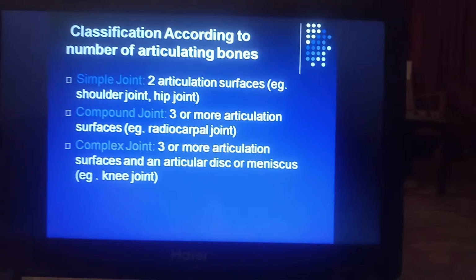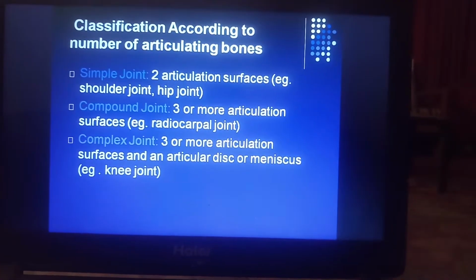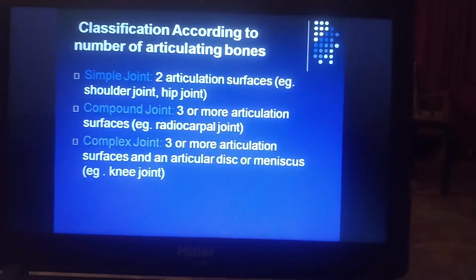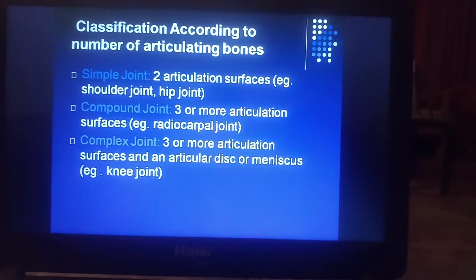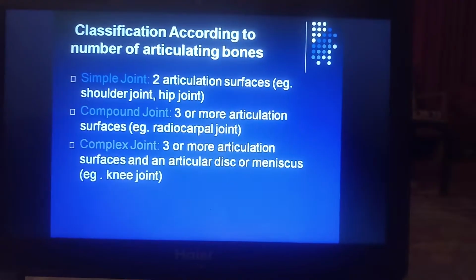Compound joints have three or more articulating surfaces, for example, the radiocarpal joints. Here, three or more bones will be involved. That is why these are known as compound joints.